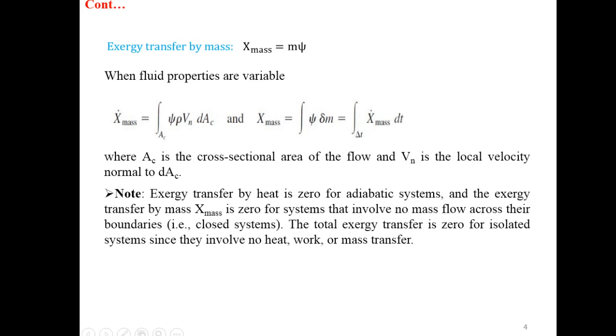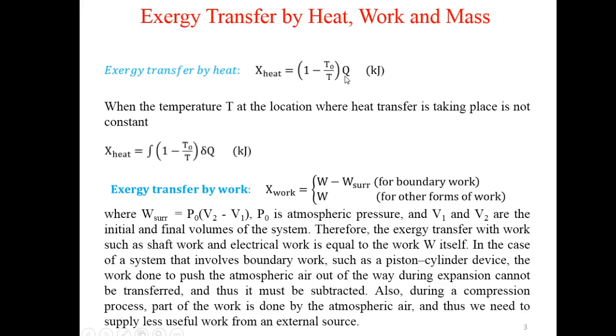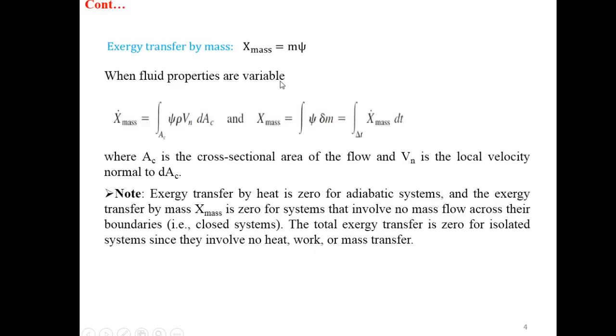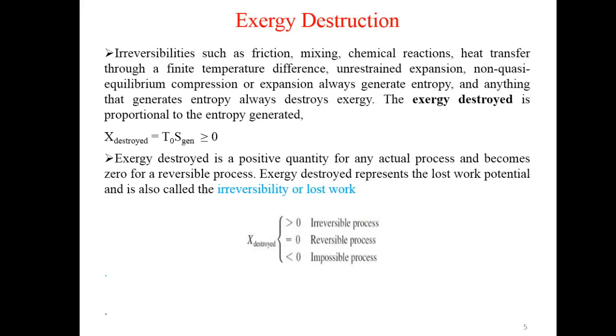Note, exergy transfer by heat is zero for adiabatic system, because in case of adiabatic system this Q is zero, then exergy transfer by heat will be equal to zero. The exergy transfer by mass is zero for a system that involves no mass flow across its boundary, that is closed system. So when there is no mass flow, then this quantity will be equal to zero. The total exergy transfer is zero for isolated system, because in case of isolated system it involves no heat, work or mass transfer.